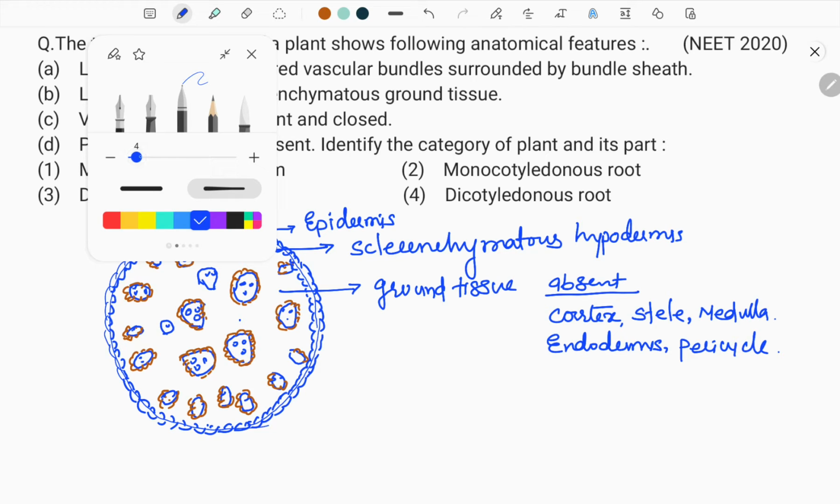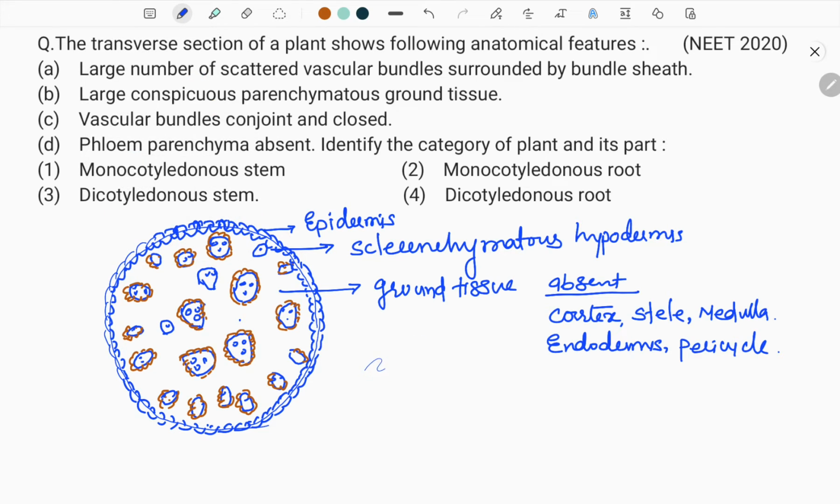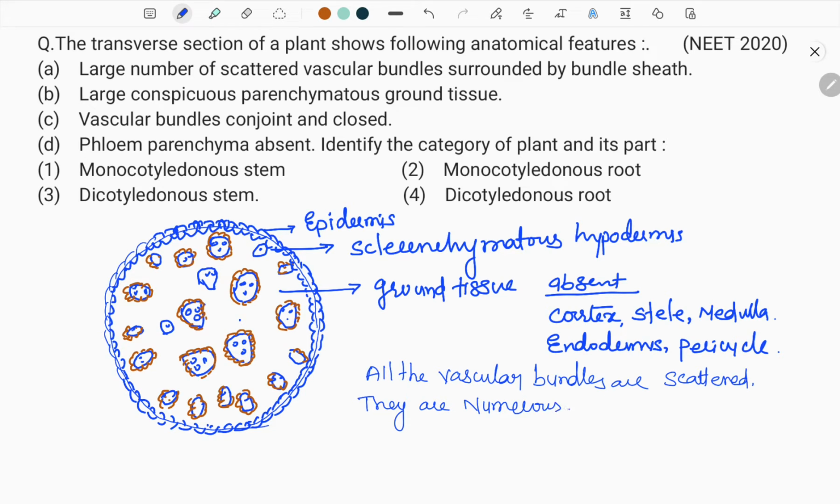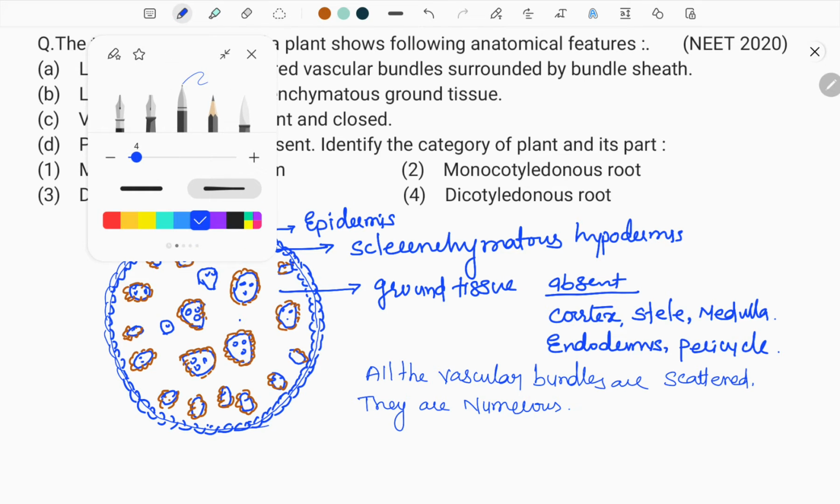So here all the vascular bundles are scattered. How are they scattered? In what manner are they present? Usually they are numerous. They are not 1, 2 or 10. They are many in number. They are numerous and they are not of the same size.